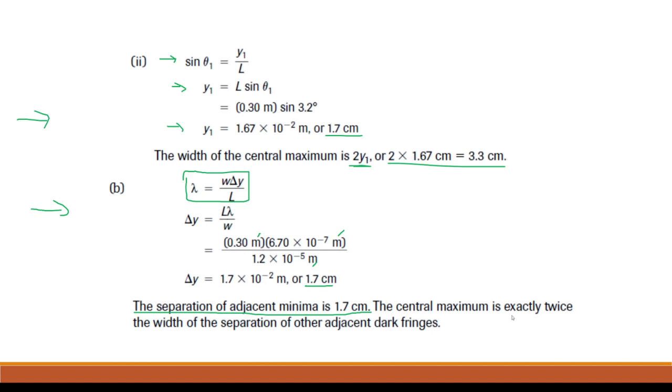And so based on the information in your questions, you may have to go this route or this route, depending on what information the formula are given, but you can find that magnitude delta y or y1, and then use it to find the size of the central maximum.